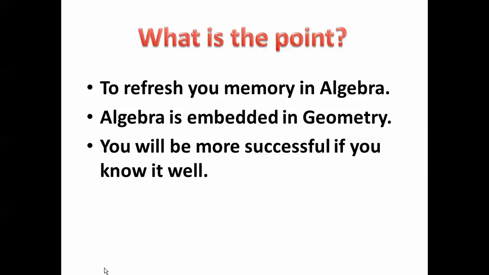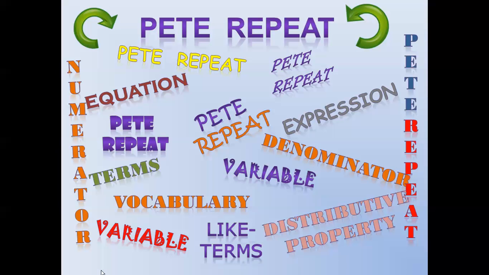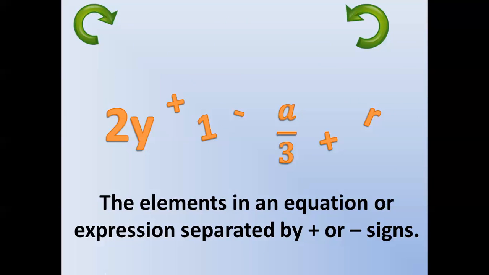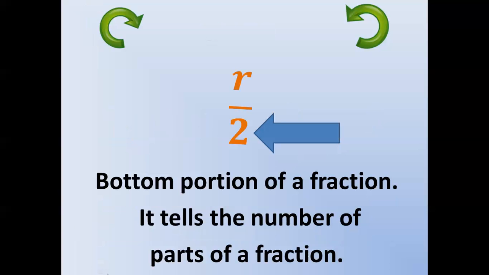Okay, what is the point? Notice there's no pencil, so we don't need to write this down. It's just for your information. Read over it. Repeat and repeat. These are the vocabulary terms that we took down yesterday. So here's one. The elements in an equation or expression separated by positive or negative signs. What is that? Everyone all together. That's correct. Terms. Notice no pencil. We don't need to copy these down.